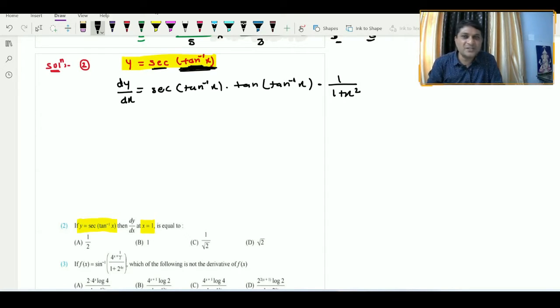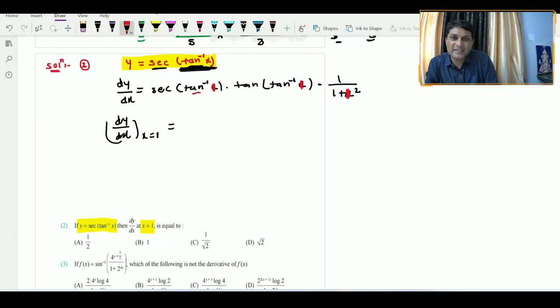Now differentiation is completed. Question is to find out the value of dy by dx at x is equal to 1. तो हम x की वैल्यू 1 सब्स्टिट्यूट करेंगे. Just observe here, if I am replacing x by 1 here, here also I am replacing x by 1 and here also we will replace x by 1. तो यहाँ पे मिलेगा हमें सेक इनवर्स tan इनवर्स ऑफ 1 इज 45 एंड सेक 45 यहाँ पे मिलेगा 45. सेक 45 will be equal to √2.